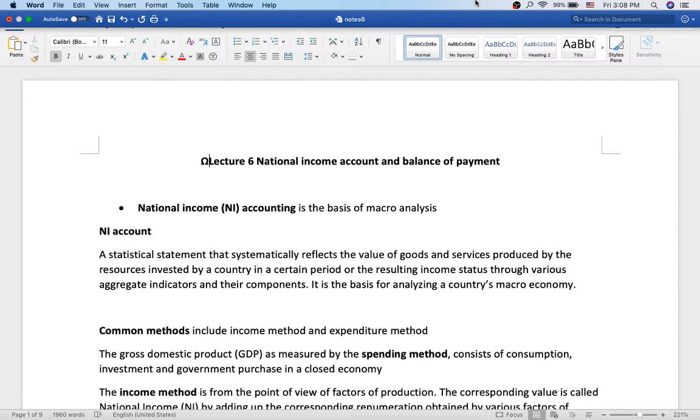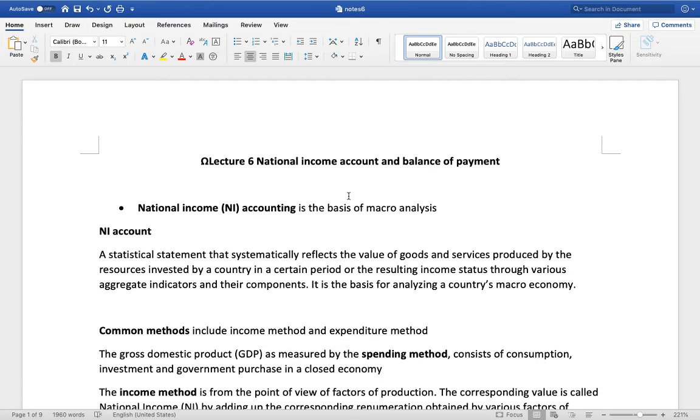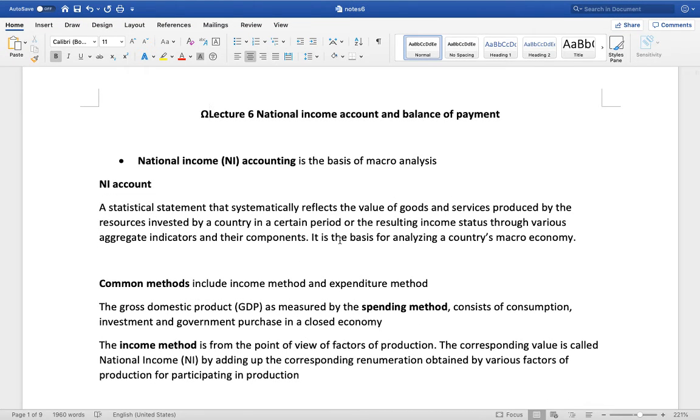So the national income account is just a statistical statement that systematically reflects the value of goods and services produced by the resources invested by a country in a certain period of time, or the resulting income status, through various aggregate indicators and their components. It is the basis for analyzing a country's macroeconomy. The common methods include the income method and the expenditure method.